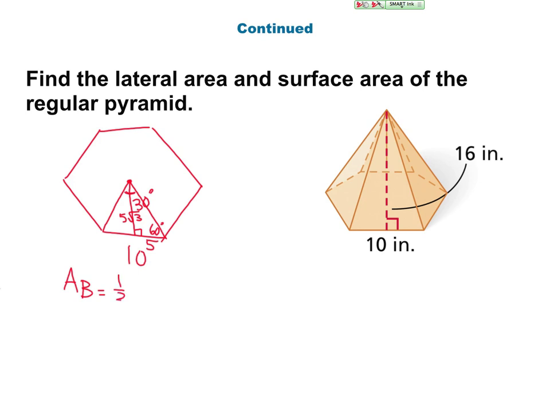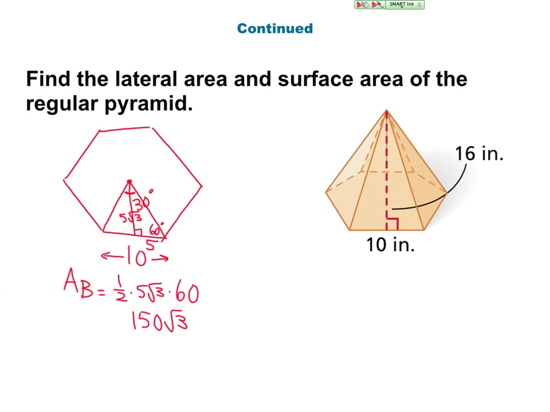So the area of the base is 1/2 apothem times perimeter of 60. That would take care of all those triangles. When you get done, round it to tenths. We usually go to hundredths. Okay, so 60 times 5 square root 3 is 300 square roots of 3, and half of that is 150 square roots of 3, the base area.